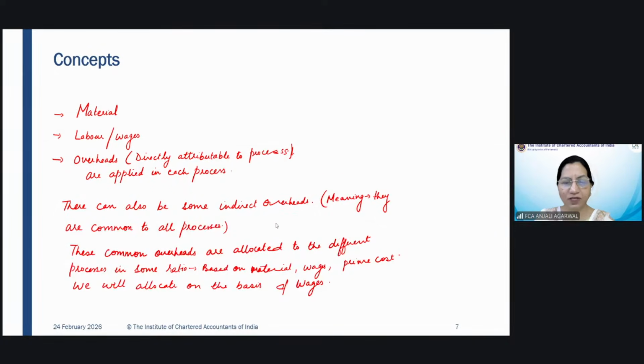In what ratio we distribute the indirect overheads to various processes will depend on the question and the circumstances. If there is a mention of a specific ratio or a specific base on which the indirect overheads are to be allocated, we will allocate them in that ratio only, or on taking that element of cost as the base. However, if nothing is mentioned, we generally take labor or wages as the basis on which we divide the indirect overheads.